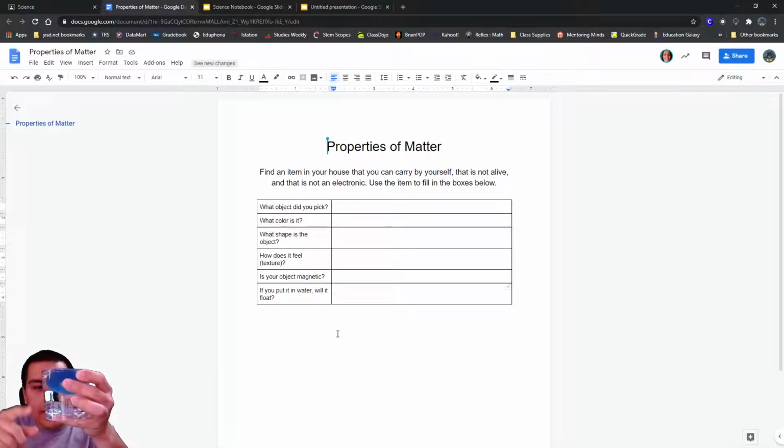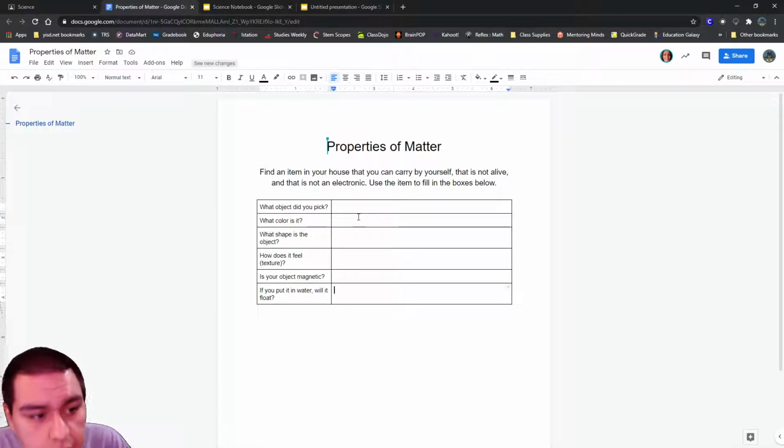So mine, I can see it didn't sink down to the bottom, so I know that it floats. So I want you to go ahead, take your item, and start filling in these parts here, okay?